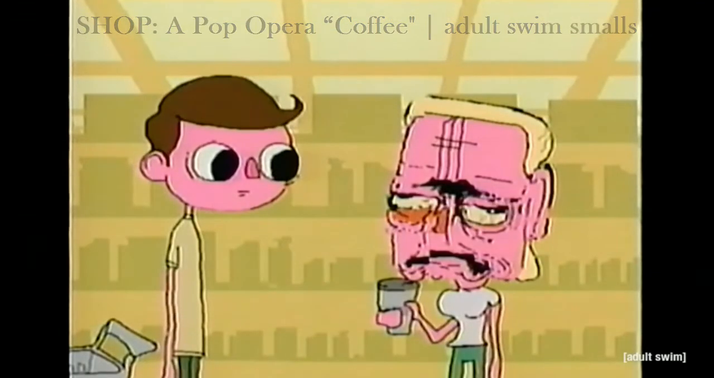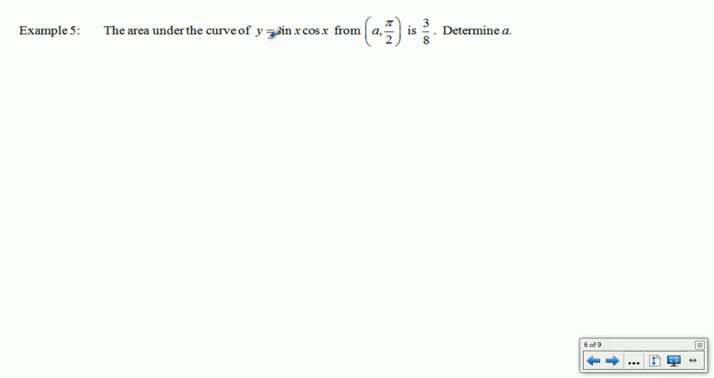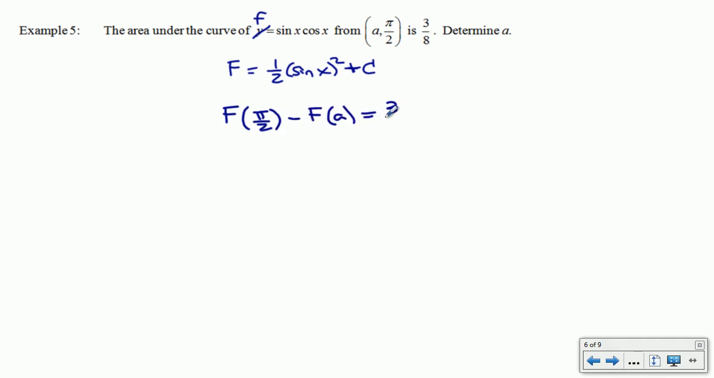So in our first example of the day, the area under this curve is 3/8 from a to pi over 2, and we need to figure out what a is. So where did this derivative come from? Well, it came from this expression, 1/2 sine x squared plus c, and that actually came up a few lessons ago. So if we were to figure out the area under this curve, assuming we knew a, we would evaluate this f at pi over 2 and subtract f evaluated at a. So if we did f at pi over 2 minus f at a, that result would be 3/8.